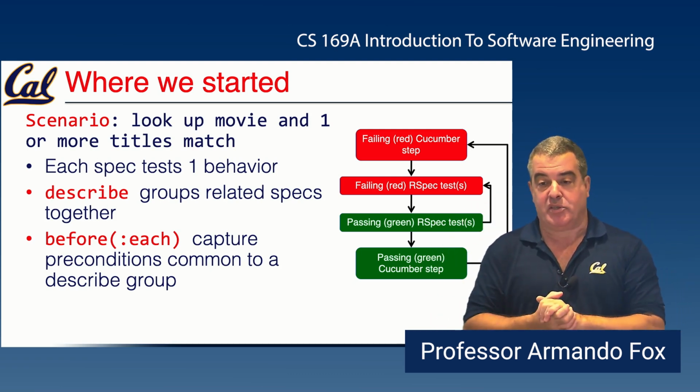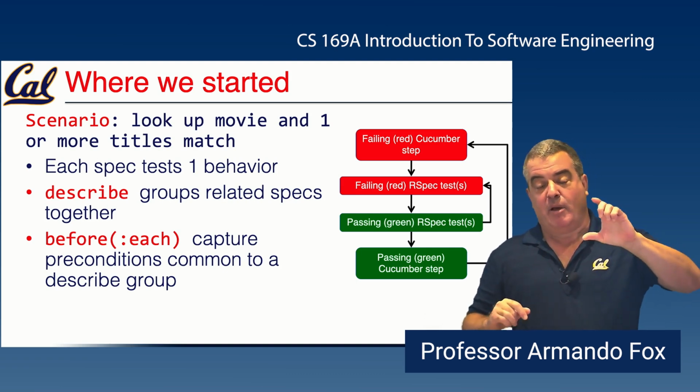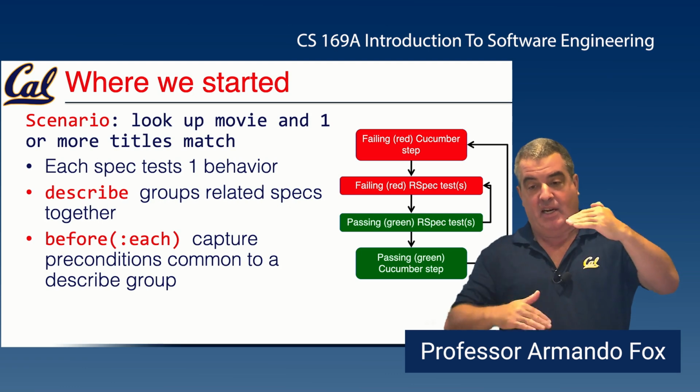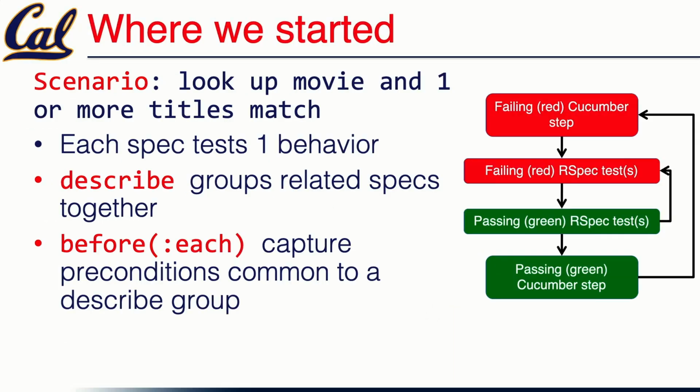Maybe it's something else. But if multiple test cases have the preconditions in common, you can set them up in what's called a before block, and it will run before every one of the tests that it has in common within that describe. So that's why describe is useful. It groups a bunch of tests together, not only because they're related in what they're testing, but because they may share a common set of preconditions that have to be set up for any of them.